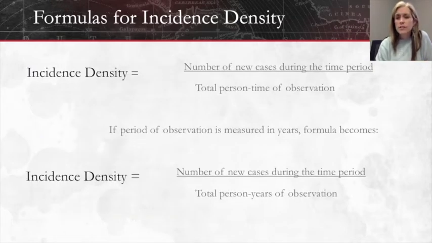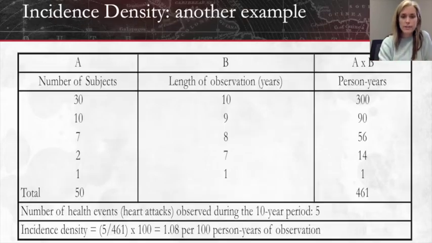So formulas for incidence density really just depend on how you define things. And we've talked about how definitions in epidemiology are really key. So incidence density is the number of new cases during the time period over total person time of observation. If the period of observation is measured in years, then the denominator becomes total person years of observation, but the denominator again could be total person months, if you're talking about an acute onset of a disease, or it could be man hours when talking about the construction of a building, for example.